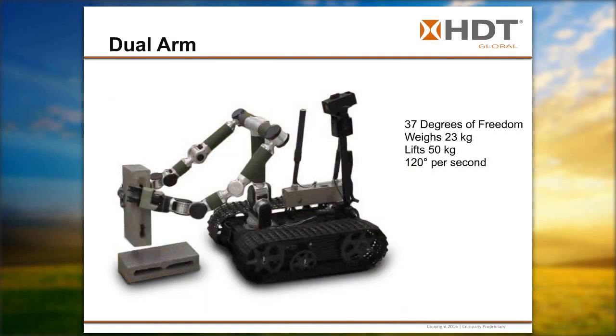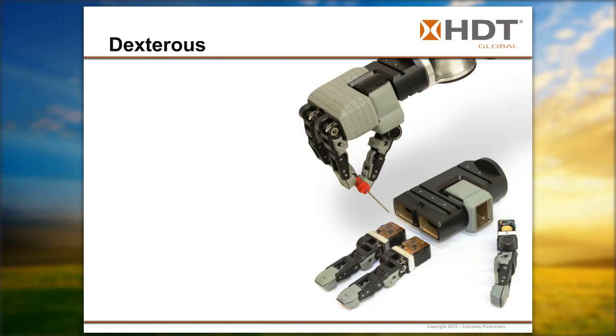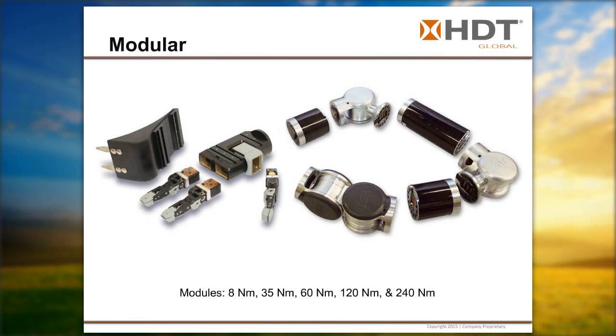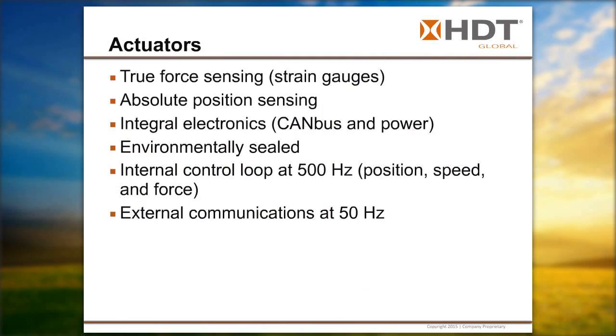Dual arms, you want degrees of freedom? I mean, just controlling that is an interesting challenge. Highly dexterous, so anthropomorphic end effectors, which gives you the ability to use human sort of tools rather than special end effectors. And it's very modular. And that kind of gets to the core of the issue that every single actuator, and they go from about 8 Newton meters all the way up to 240 Newton meters, these are self-contained sealed units.